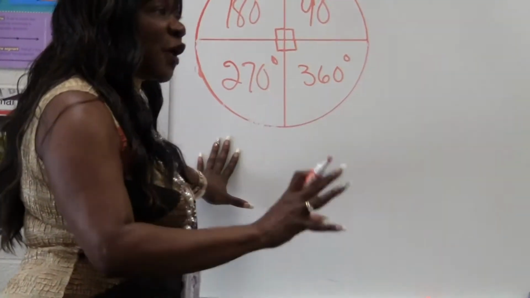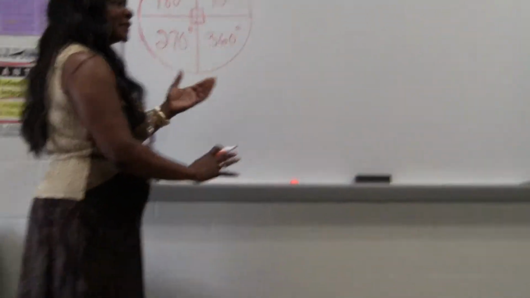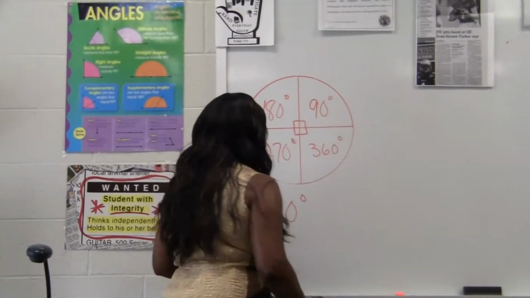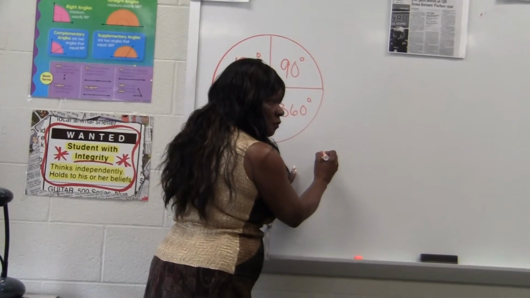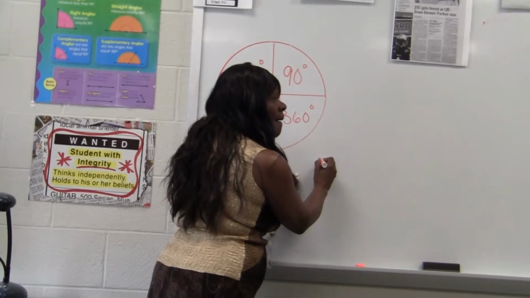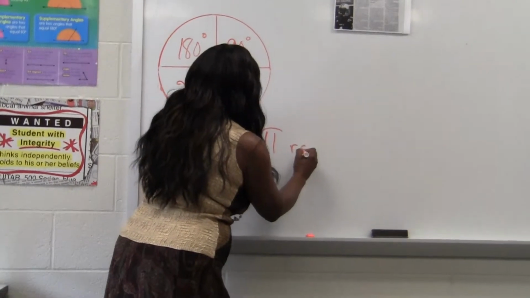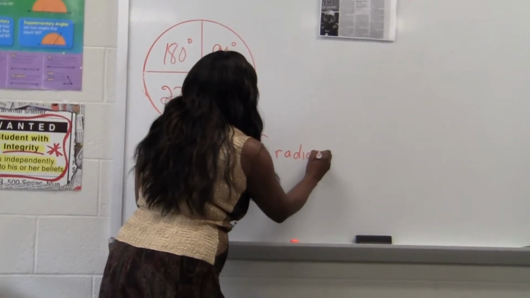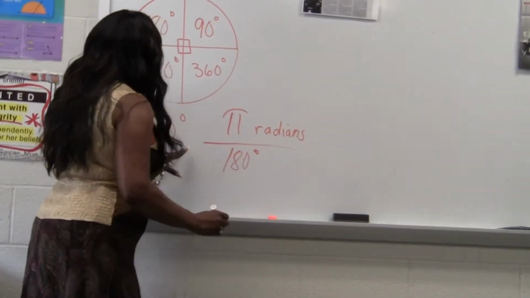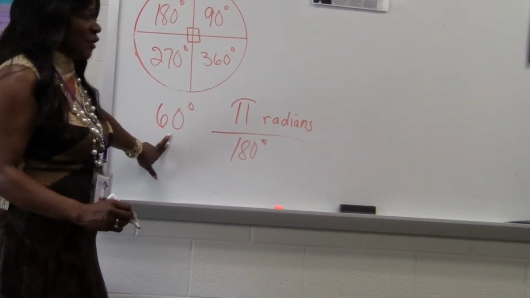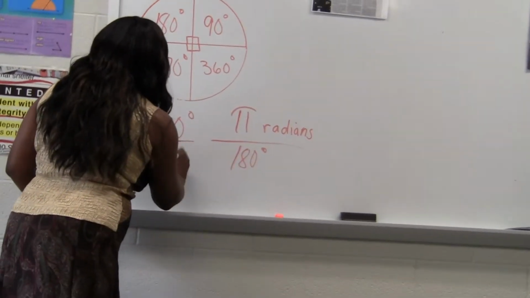Now, I taught them how to convert degrees to radians and radians to degrees. We used the example of 60 degrees, and on that paper we have our little formula. What's that formula? Pi radians over 180 degrees. Now, what did I do with that 60 degrees in order to make it look just like that? You multiply times pi radians over 180 degrees.